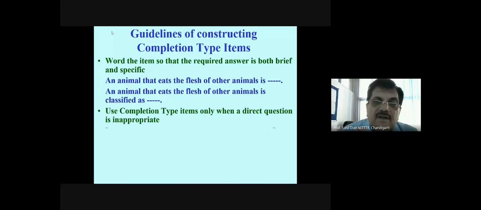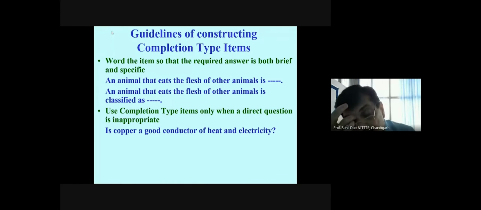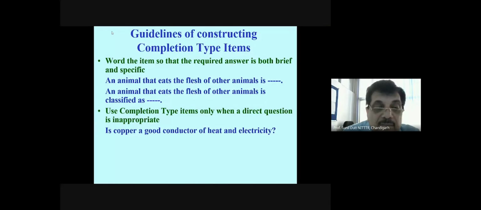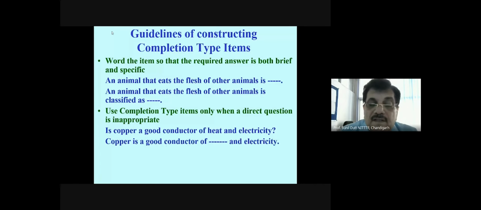Another is, use completion type item only when a direct question is not appropriate. For example, the direct question: is copper a good conductor of heat and electricity? Now it may involve yes or no, or that is guesswork. This is not a good item. So here, this type of item can be converted into a completion type item. Copper is a good conductor of dash and electricity.